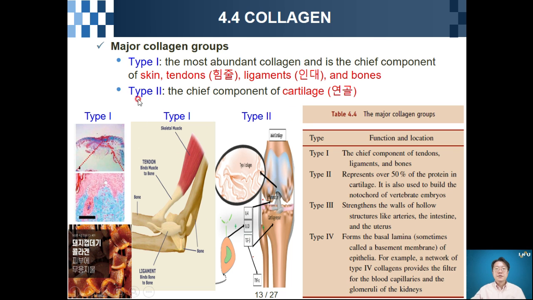Type 2 is the second most abundant collagen, and also the chief component of cartilage. So this is the cartilage, composed of type 2 collagen. We call it 연골. Type 3 and type 4 are not main components, so in today's lecture I will not cover them. We cover type 1 and type 2. Type 1 is the most abundant and the chief component of skin, tendon, ligaments, and bones. Type 2 is the second most abundant and the chief component of cartilage.